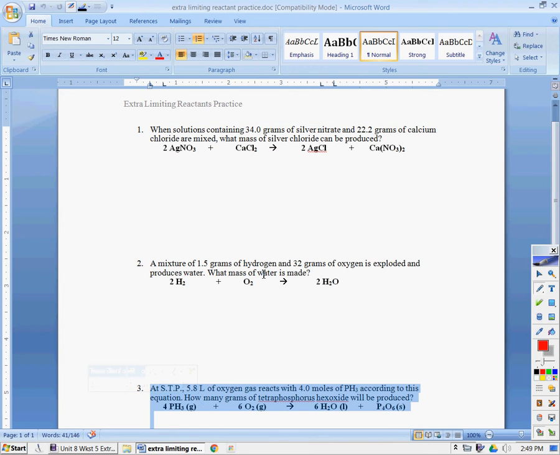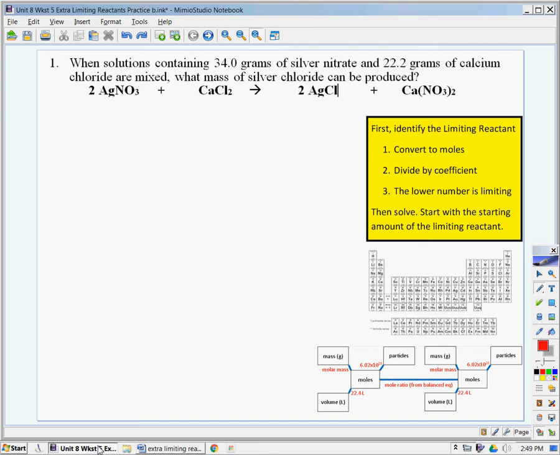By the way, on number 2, make sure that you fix this typo that originally said carbon dioxide. I already fixed it on most of your worksheets, but just make sure it says mass of water, not mass of carbon dioxide on number 2. Anyway, we're going to be working on numbers 1 and 3 together right now.